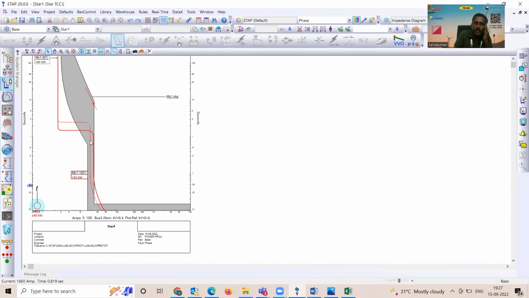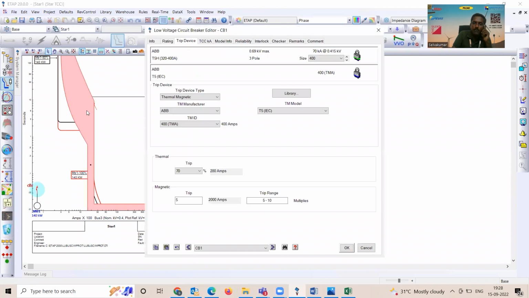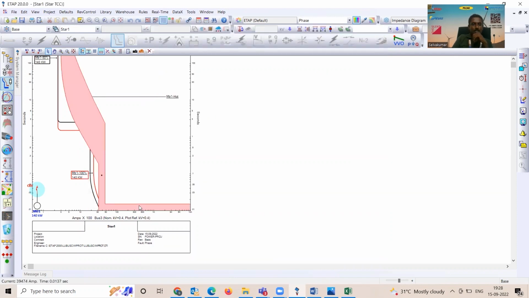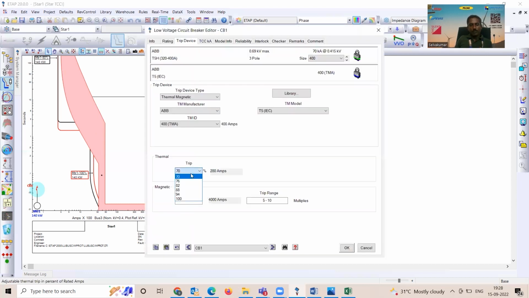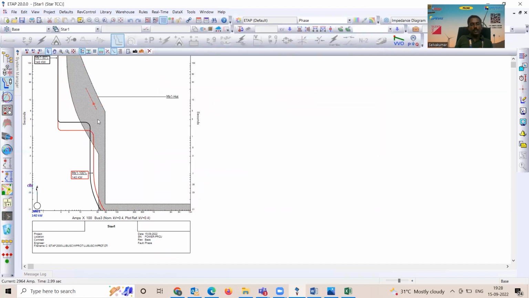So if you have 7.8 times the starting current and the full load current is 249 amps, then choosing a breaker rating of 400 amps is kind of a suicide attempt. Right? Let's try to have the maximum value which is possible, which we have done. Still you can see there is an overlap. Let's make it 100. Even then there is an overlap, right?